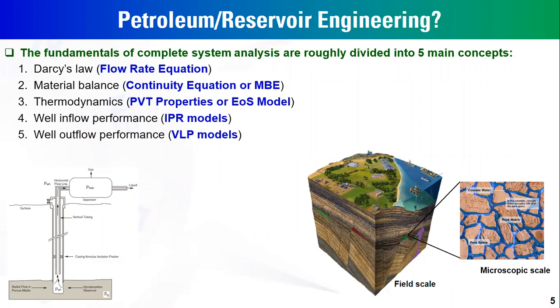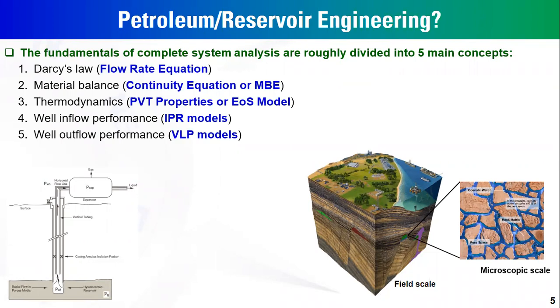The third concept is the PVT properties, or equation of state model. That means the fluid properties, like oil density, oil viscosity, oil formation volume factor, and so on, are all functions of pressure. Therefore, as the pressure declines from the average reservoir pressure, PR, to bottomhole flowing pressure, BHFP, then to wellhead pressure, and so on, the fluid properties must be characterized as a function of pressure. So the equation of state model will be applied to define fluid properties at different conditions.